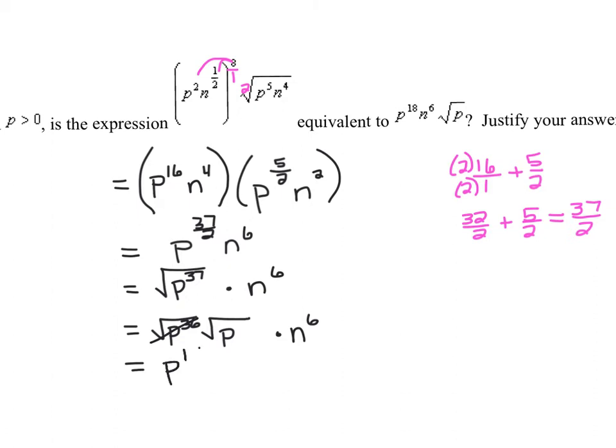And then what I'm going to do is, I'm actually going to take this n to the 6 and bring it in front of the radical, right? So I'm going to take the n to the 6th and put it right next to the p to the 18th. And the reason I'm doing that is because I'm on my last step. I want to have this radical at the end of the expression. So it gives me radical p.